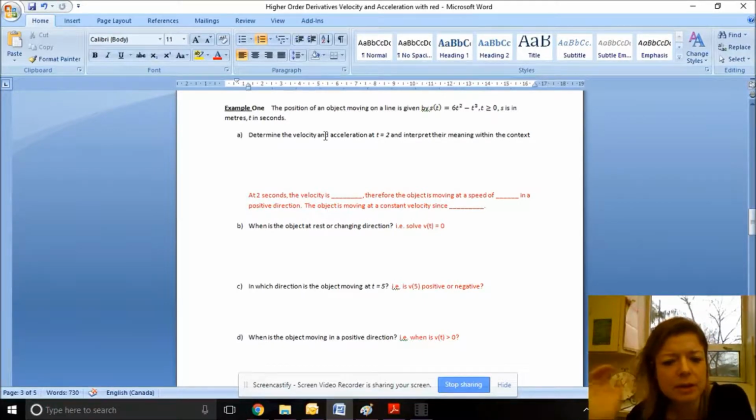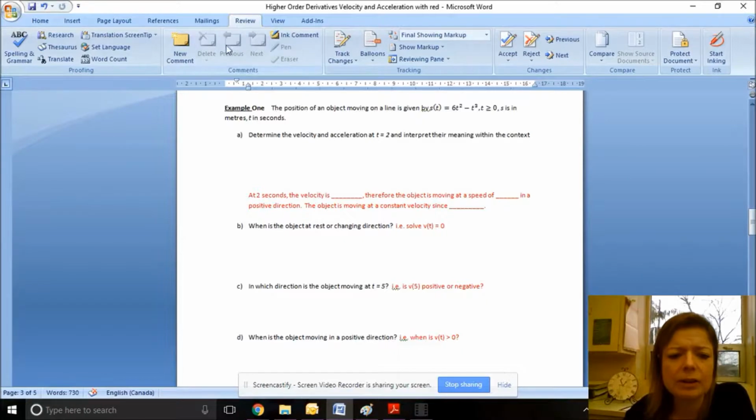Okay. So this is example one. The position of an object moving on a line is given by s of t equals 6t squared minus t to the power 3, where t is greater than or equal to 0, where s is in meters and t is in seconds. Determine the velocity and acceleration at t equals 2, so that's at 2 seconds, and interpret their meaning within the context.